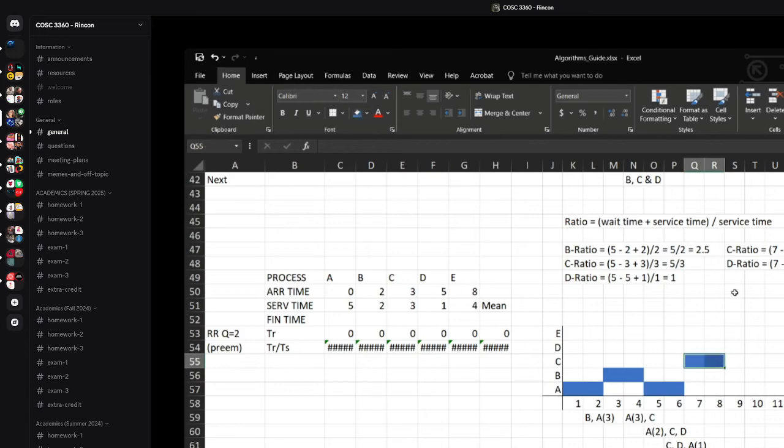And then right here is where it gets a little bit confusing, right? So right here at arrival time 8, E arrives. Okay, so right here, D, A, and then E is going to get added right now, right? Because that's what the arrival time of E is. And then C is going to get round robin back into the queue with 1 left because it has run 2 and the service time was 3.